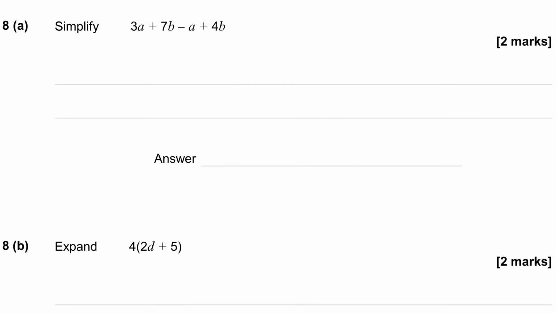Simplify 3a plus 7b minus a plus 4b. Okay, so we need to collect like terms. So we've got terms in a, 3a minus a, and we've got terms in b, plus 7b and plus 4b. Now notice when I highlight those I highlight the sign that goes in front of them, because that is part of what we're doing, isn't it? So 3a subtract a is 2a, and 7b plus 4b is 11b. So we get 2a plus 11b.